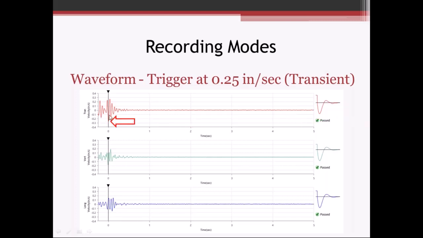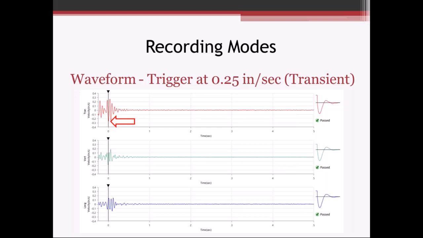So right here, this is the 0.25 inches per second trigger. So this is the amplitude when it reached 0.25 inches per second and initiated that recording. It recorded the previous quarter second or so, and then continued recording for about 5 seconds. You can see again, this is kind of a transient event, call it an anomalous event, whatever.